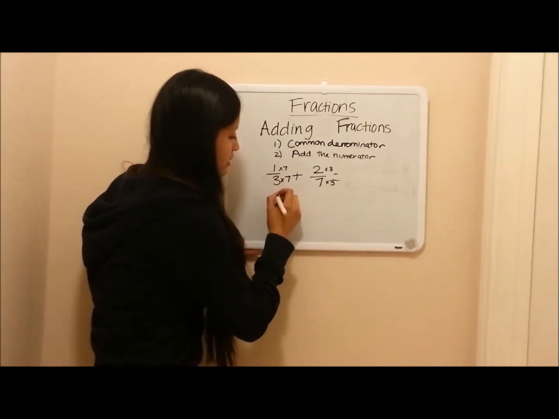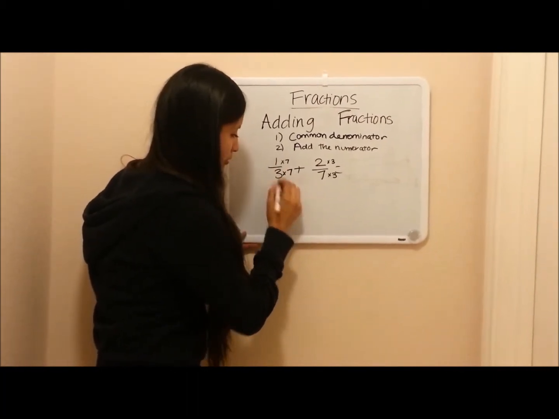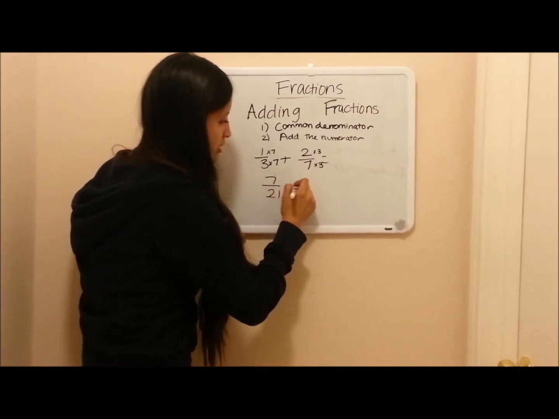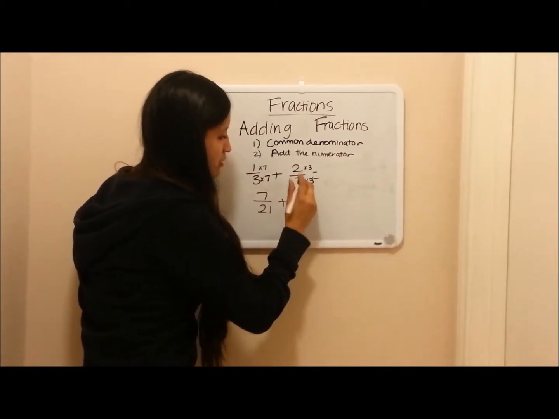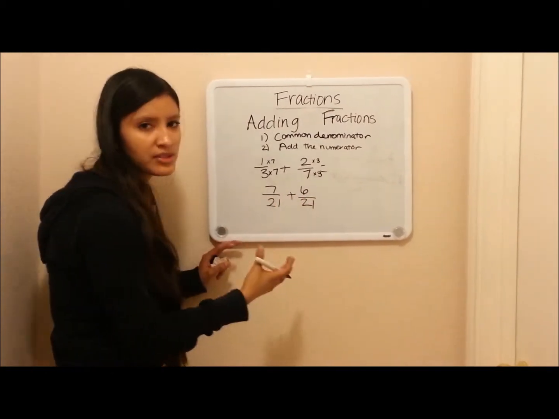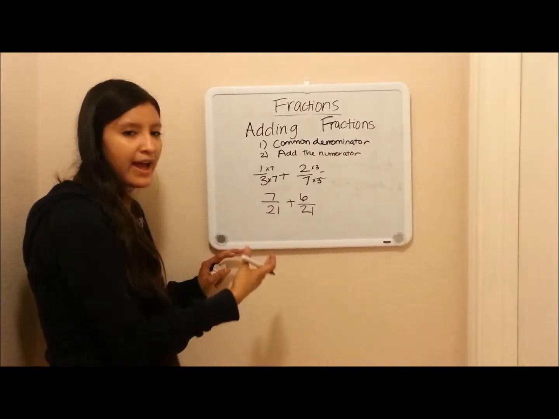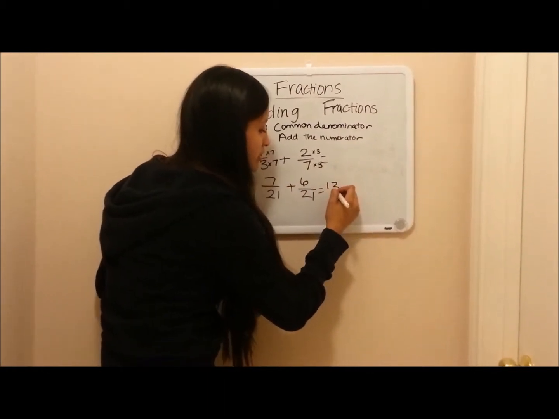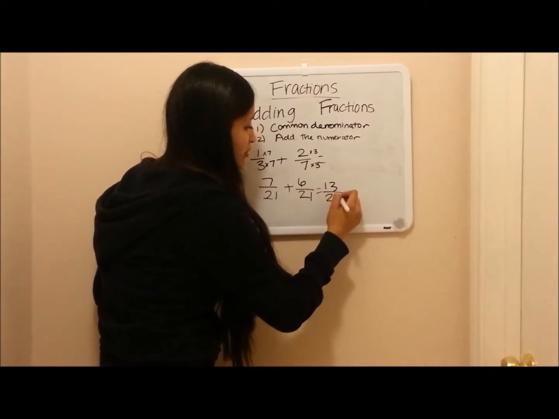So 1 times 7 is 7 over 21 plus 2 times 3 is 6. 7 times 3 is 21. So now we have the same common denominator. Now we can add. So 7 plus 6 is 13 over 21.